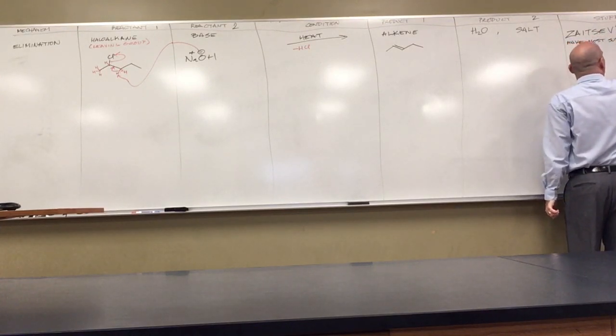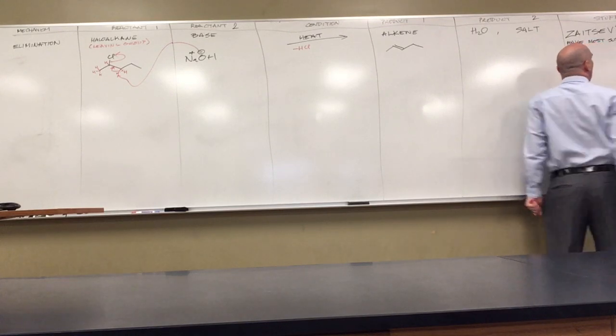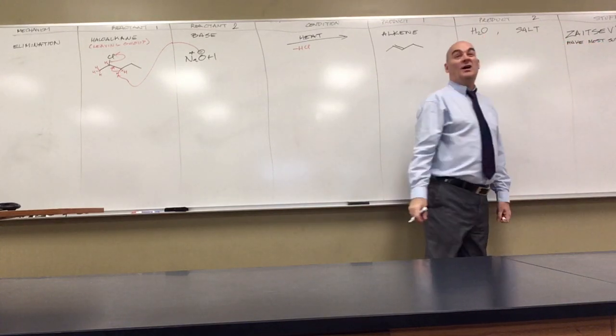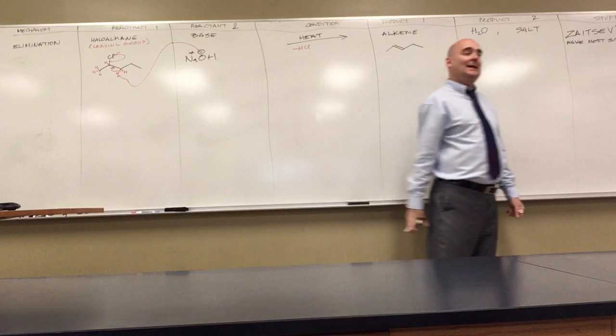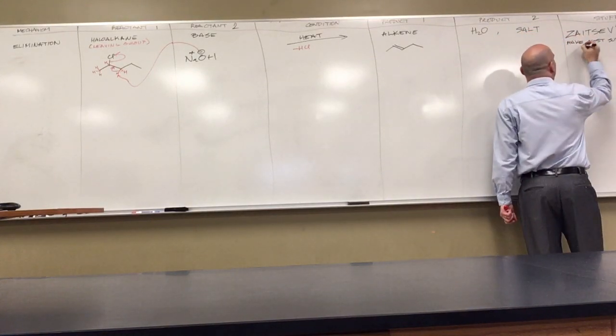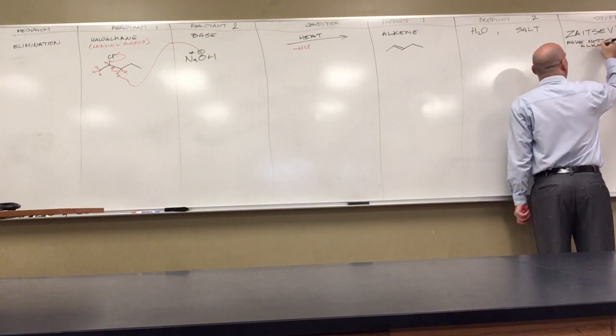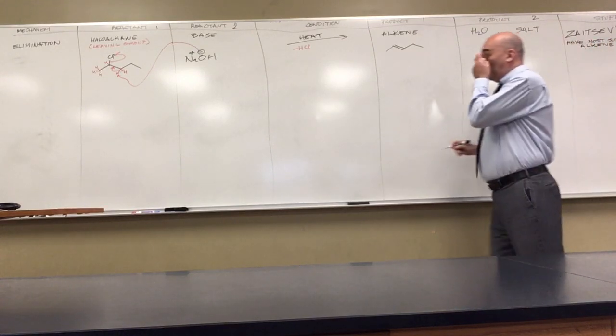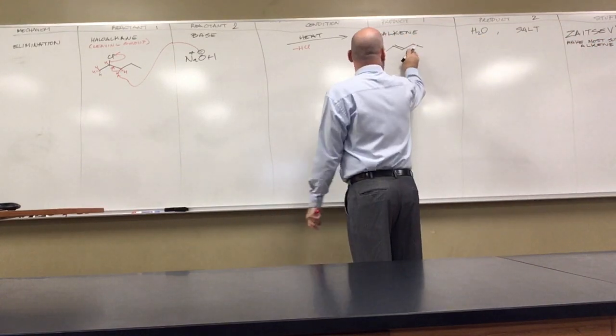So if I'd have taken a hydrogen from carbon number 1, I would have made a terminal alkene, and terminal alkenes are not as good as internal alkenes. So make the most substituted alkene. Okay, that gives me my alkene.